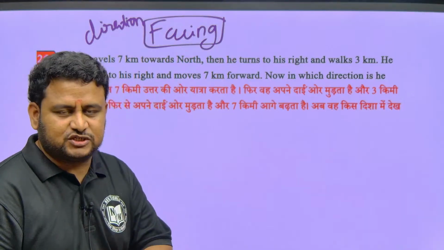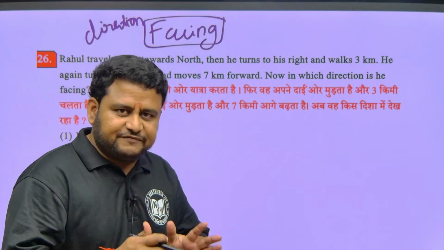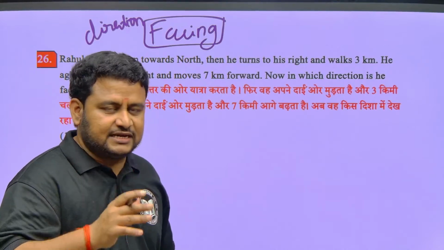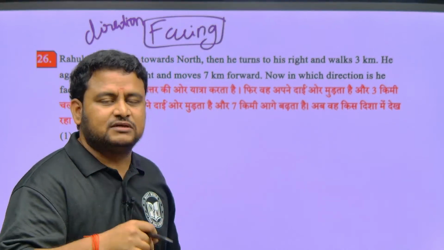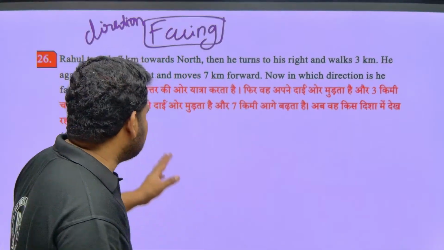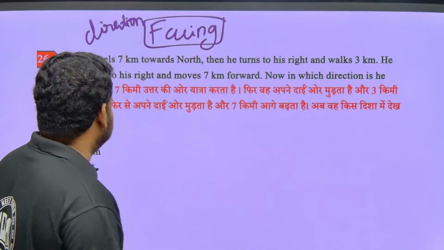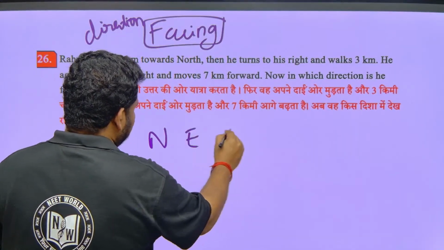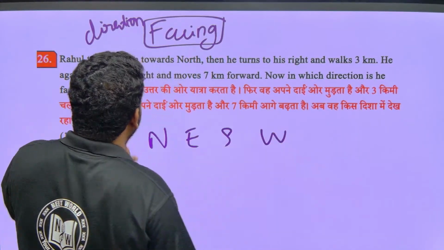For such type of questions, what you should do is, under which direction you put the last value, listen again, under which direction you put the last value, that is the direction that the person is facing. So let me tell you by this question. So Rahul travels northeast southwest, same trick. Rahul travels 7 kilometers north.